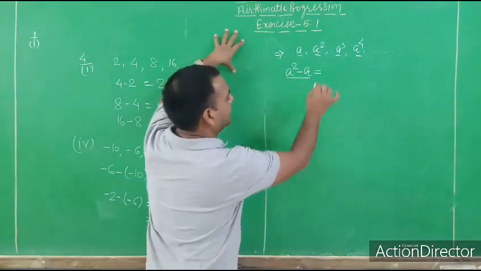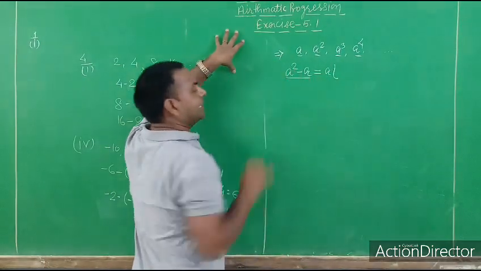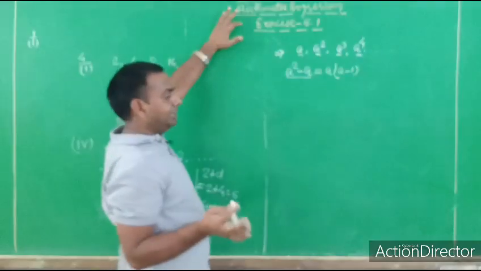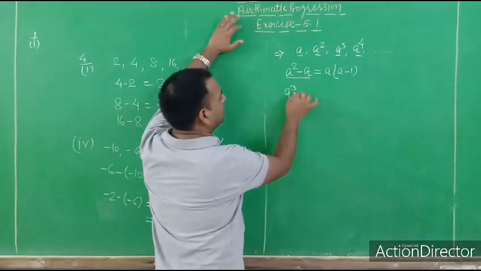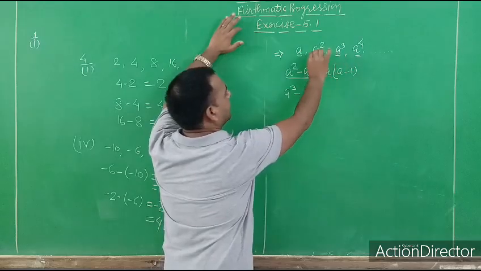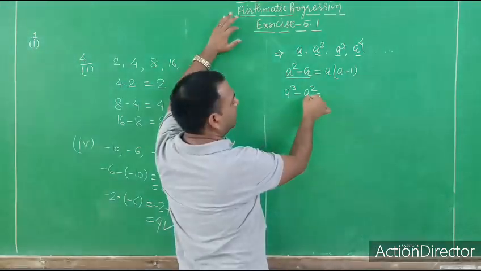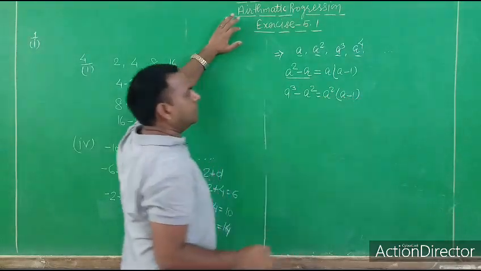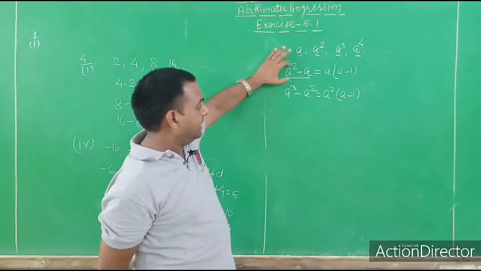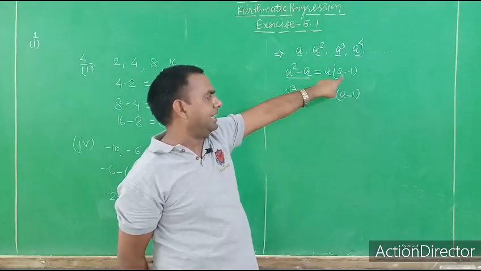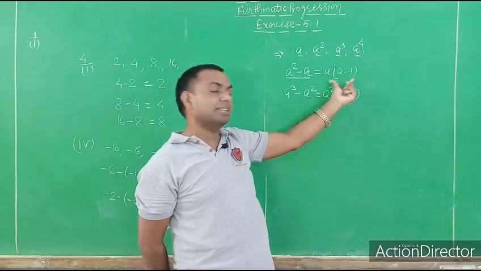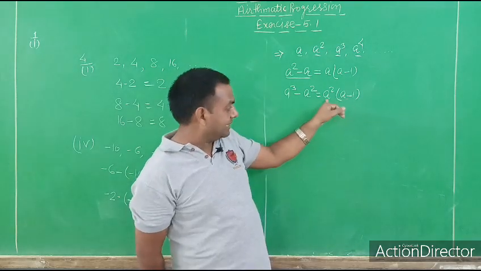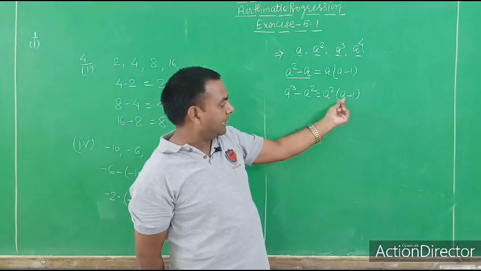So first you take the common factor. Here the common factor is a. If you take a as common, there is a minus 1. This is the value of d. In the second condition, a cube minus a square, third term minus second term. Here you take a square as common, so this is a square bracket a minus 1. Here a square minus a is a bracket a minus 1. Here the common difference is a square bracket a minus 1.